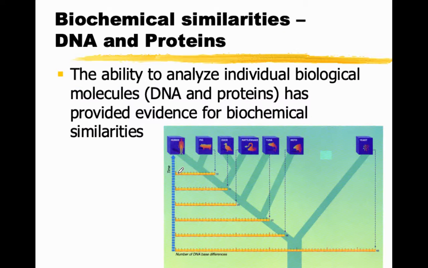The last evidence we are going to go over are biochemical similarities. Biochemical, the most ones that we're looking at are DNA and proteins. All living organisms contain DNA. The DNA is all going to be based off of those 4 nucleotides, which we saw earlier, A, T, C, and G.